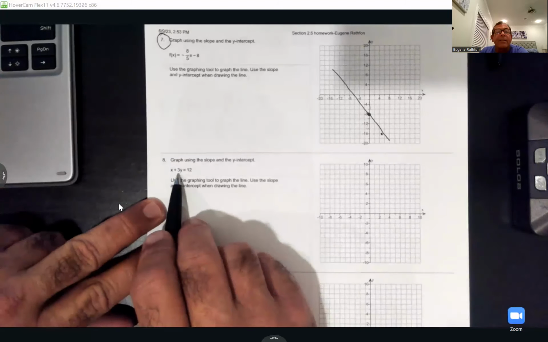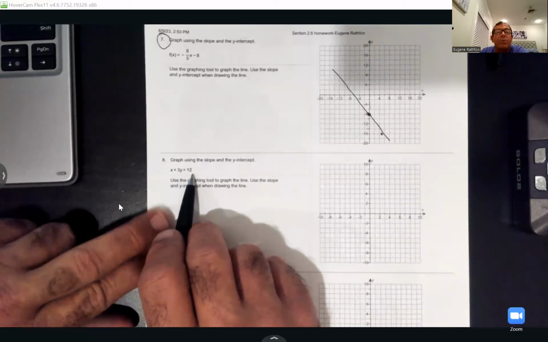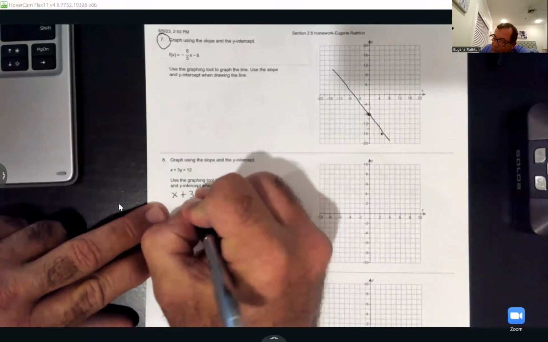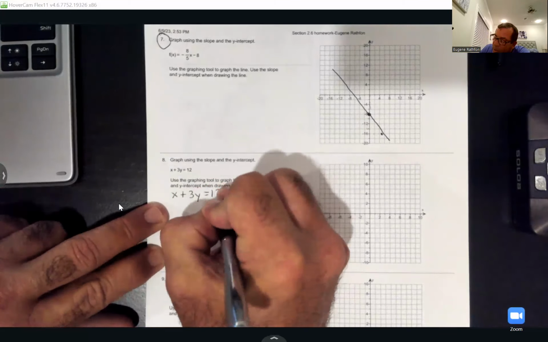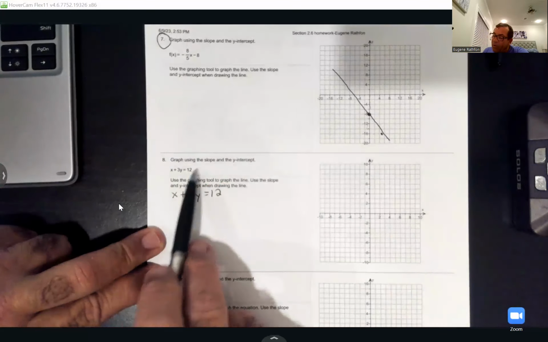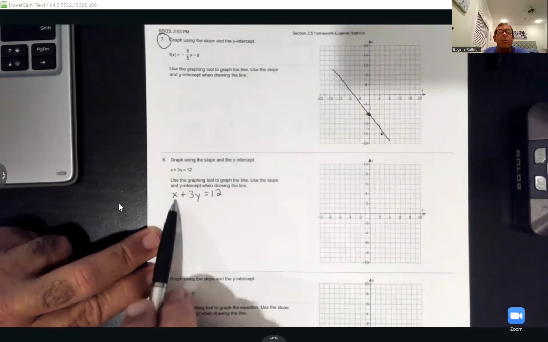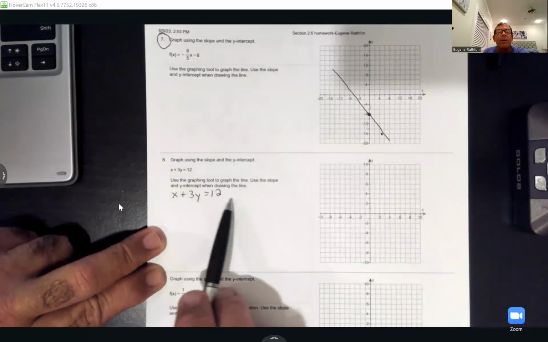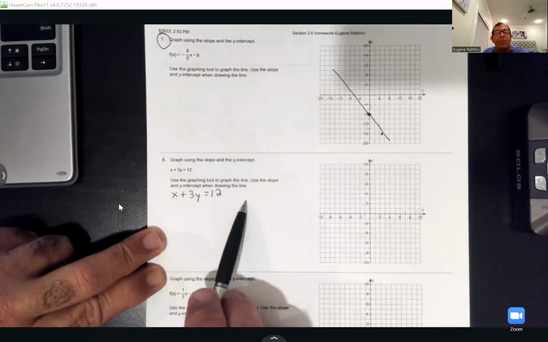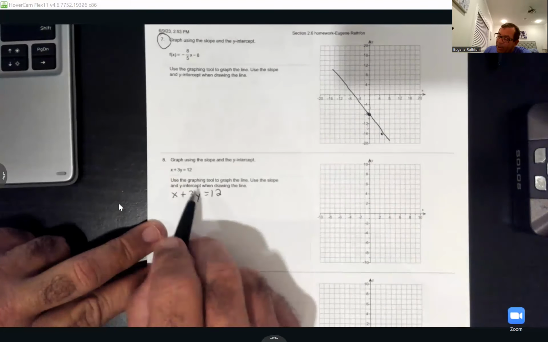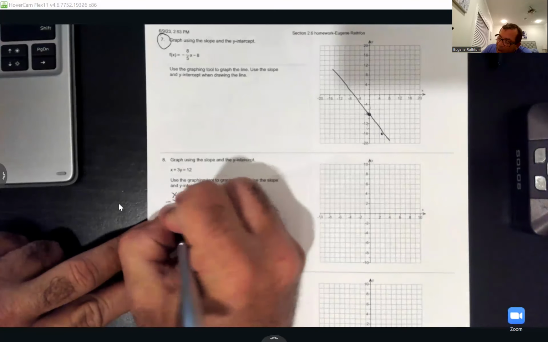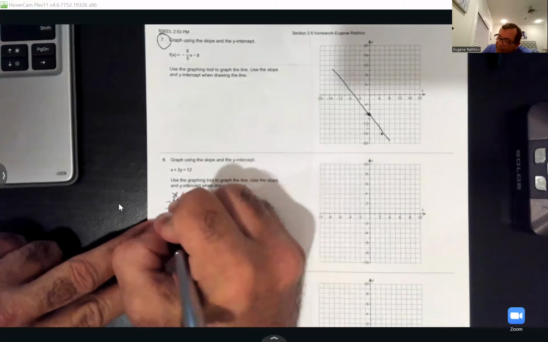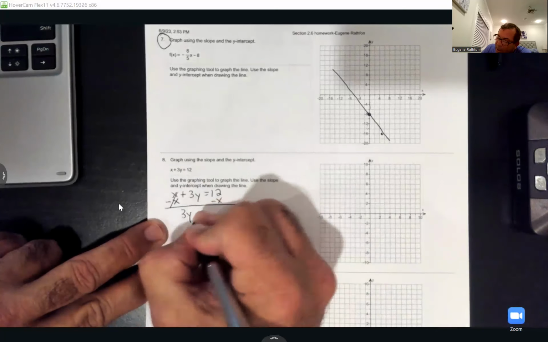All right, y'all, this one has x plus 3y equals 12. So we got x plus 3y equals 12. If we're going to graph this using the slope and y-intercept, we got to solve it for y. The y's got to be over here, and then our x's and intercepts on the right side. To get the 3y by itself, we're going to subtract x. So the x's cancel there, bring down the 3y.